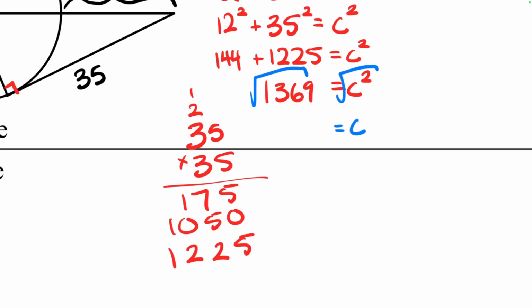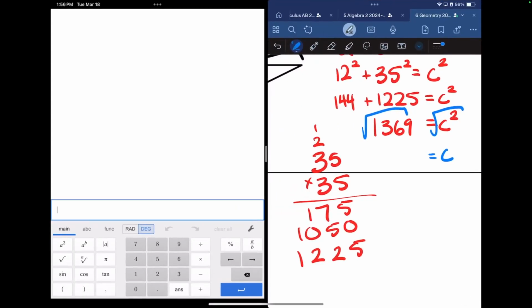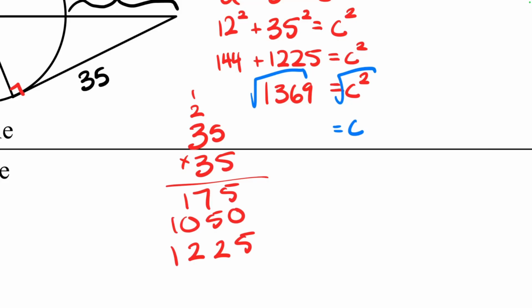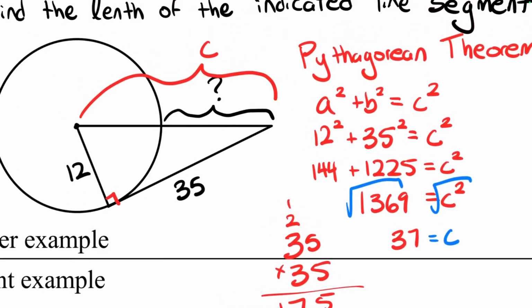Let's see here. Okay. Let's first check our 35 squared, which was 1225. Excellent. And I'm asking, what is the square root of 1369? Oh, that's nice. Let's come back over here. It's 37. Okay, so we know that C now is equal to 37.